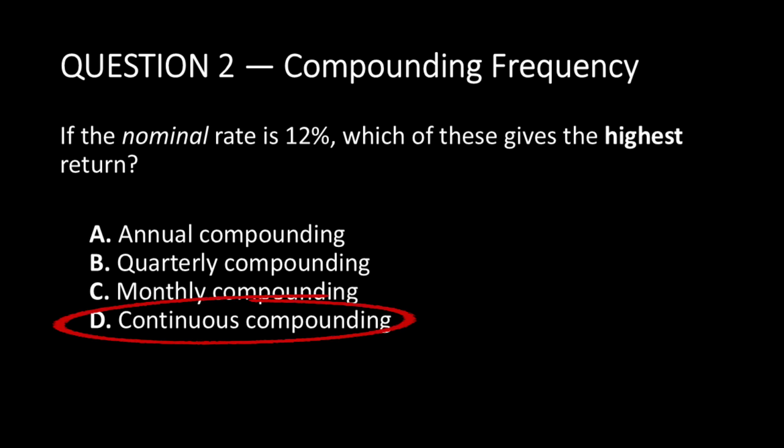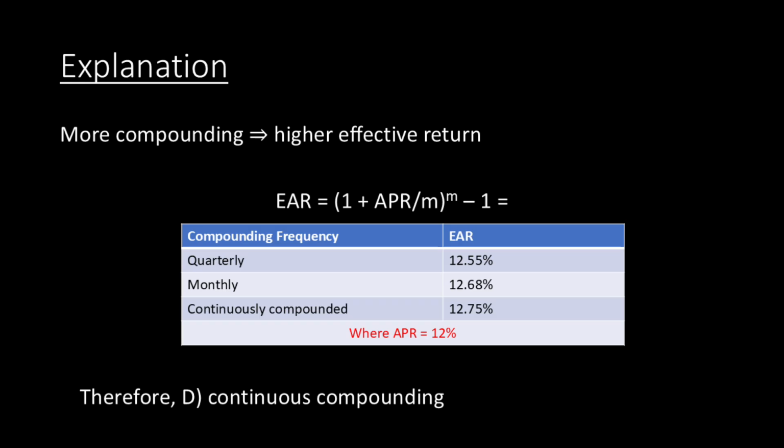Correct answer D. Continuous compounding. Explanation: more compounding means higher effective return, but up to a limit. Continuous compounding is the mathematical maximum. For example, the EAR for continuously compounded is going to be 12.75%. But notice that the quarterly is 12.55%, the monthly is 12.68%, and continuous is going to be 12.75%. Notice there are small gains as the frequency increases.